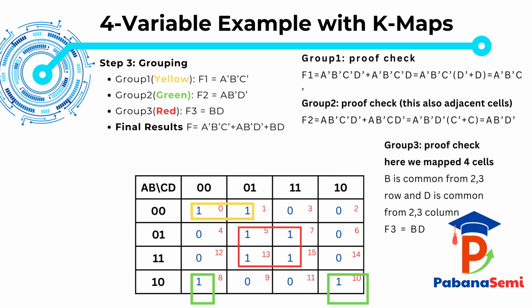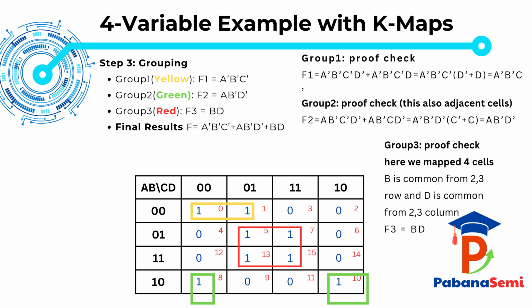Group 3. Now consider Group 3, highlighted in red. This is a four-cell grouping in the center of the K-map. Here, B is common across rows 2 and 3. D is common across columns 2 and 3. Variables A and C change, so they are eliminated. Therefore, the simplified term is F3 equals BD, final result.